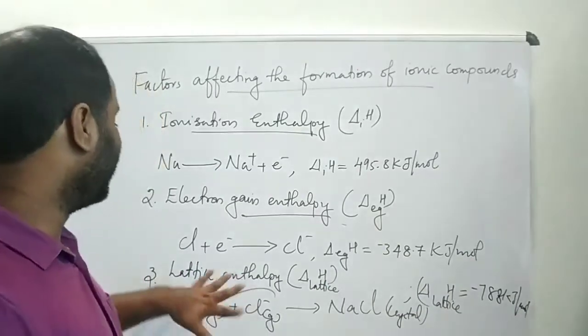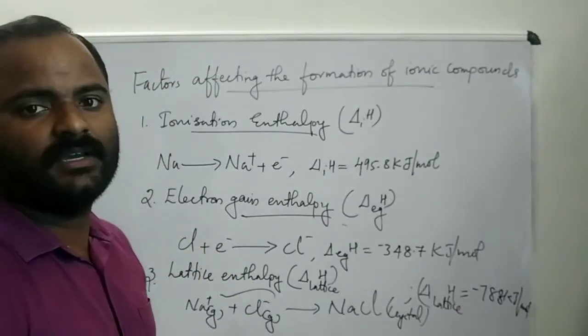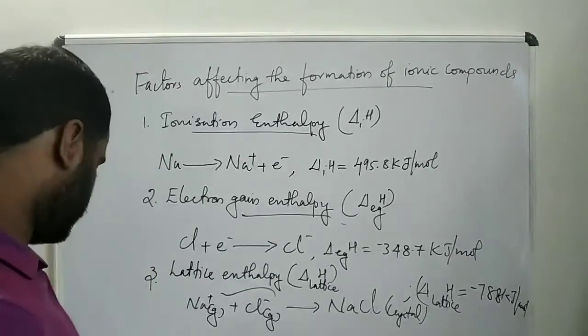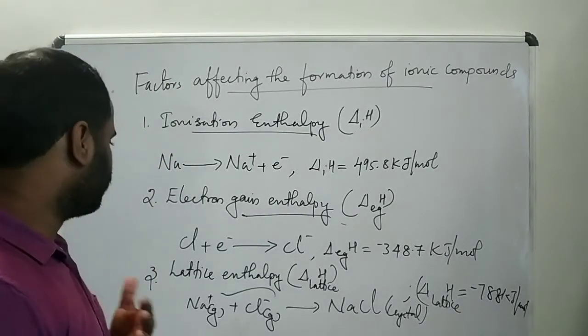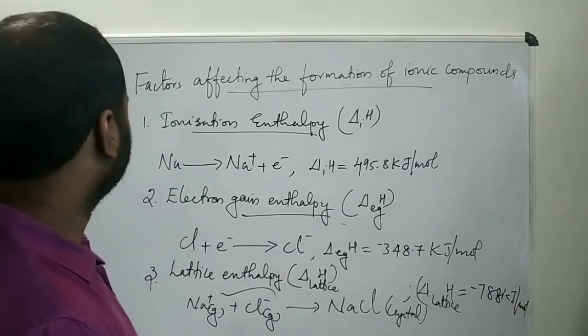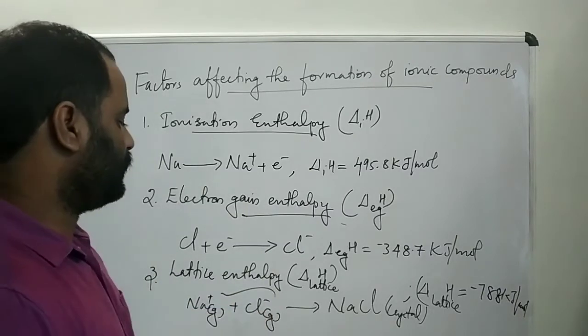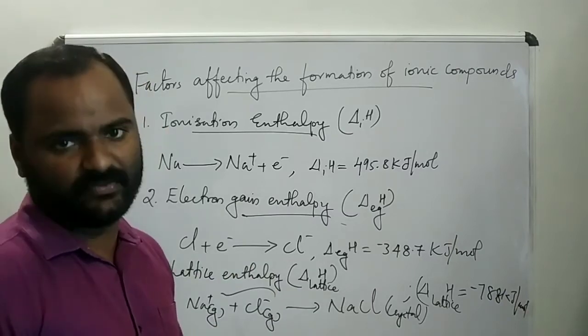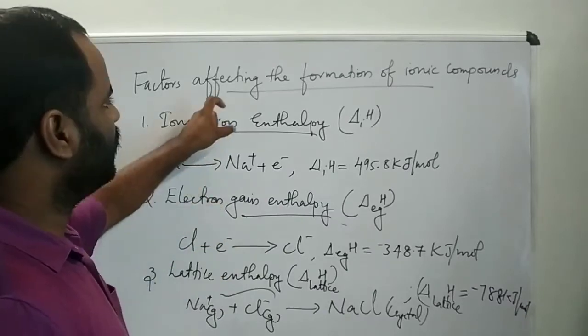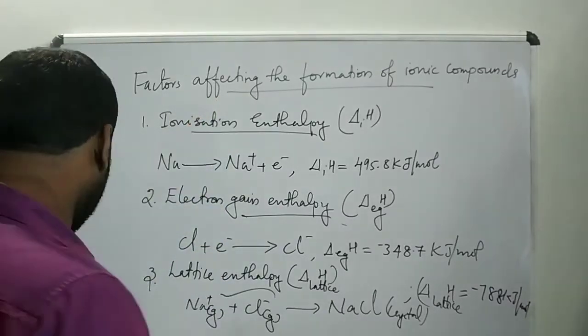Clear. So the higher the lattice enthalpy, the greater the ease of formation of its ionic compound. Higher the lattice enthalpy, easily an ionic compound can be formed. These are the factors which affect the formation of ionic compounds.